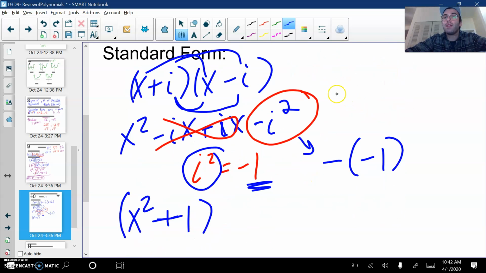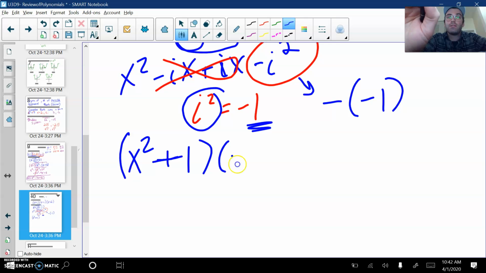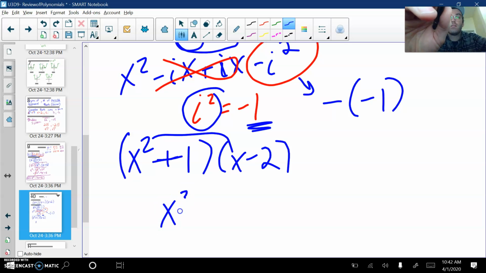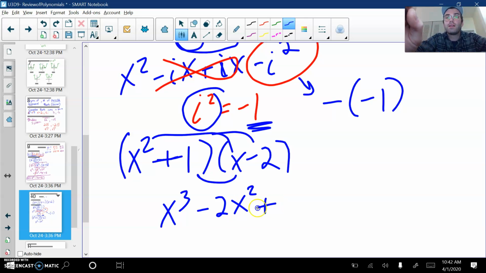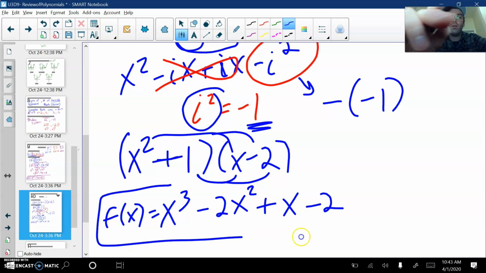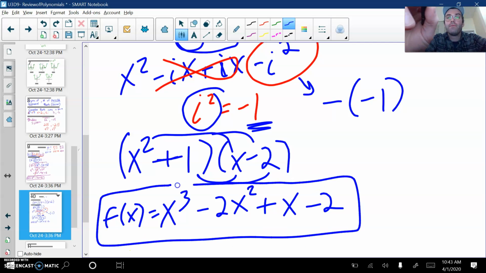I also have to take into account this x minus 2, so the x minus 2 comes down, and we're FOILing again. x squared times x gives me x cubed, minus 2x squared, plus x, minus 2. So f of x equals all of that. That's the standard form of our polynomial.